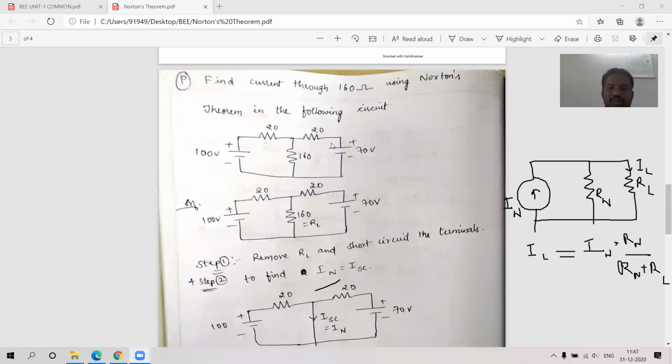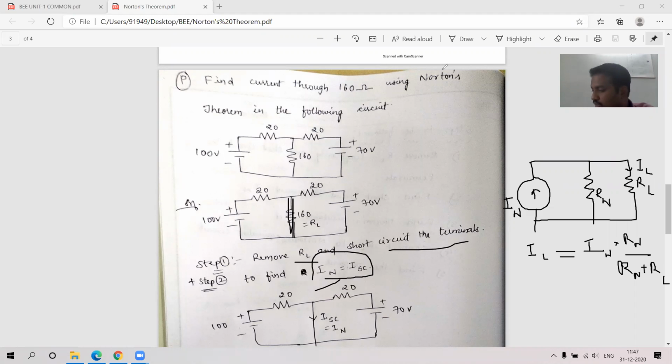Okay. What is step one? Step one is removing RL. I have removed it here in step one. After removing this RL, I am going to short circuit the terminals. So I replaced this resistance by a short circuit. You can observe this in step two. Okay, step one and step two: RL is removed and the terminals are short circuited to find Norton's current, which is nothing but the short circuit current. How will you find this short circuit current? By making use of simple loop analysis.